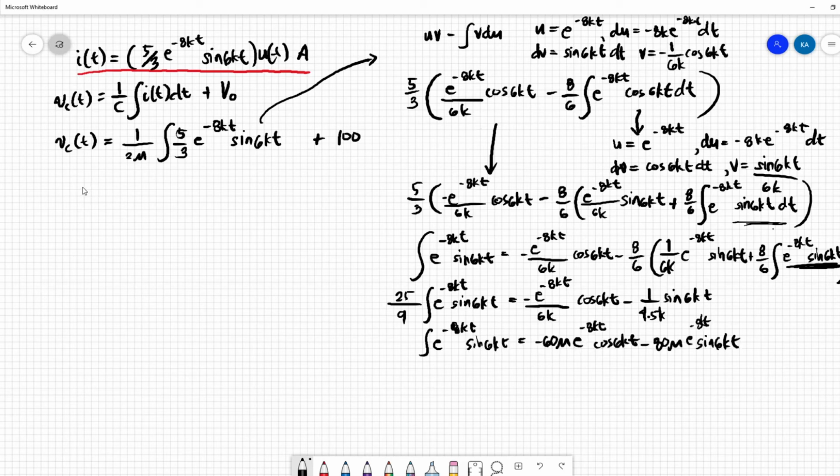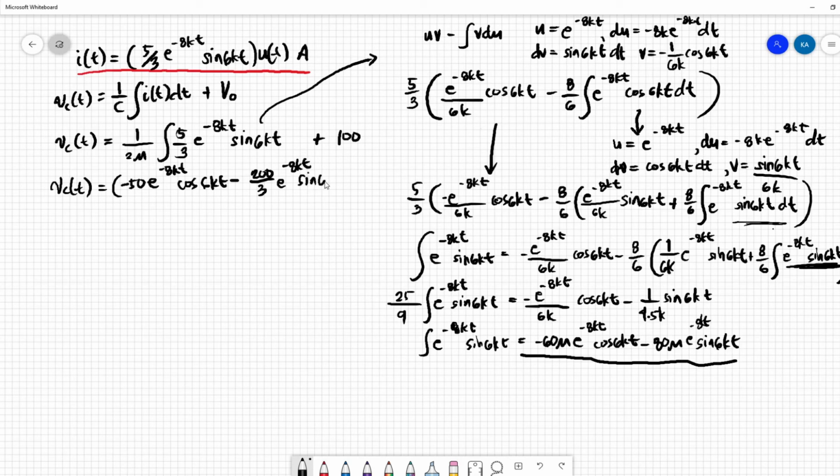So our Vc of t is equivalent to 1 over 2 micro times 5 over 3 times this equation. Our Vc of t is just equivalent to negative 50 e to the negative 8kt cosine of 6kt minus 100 over 3 e to the negative 8kt sine of 6kt plus 100 u of t.